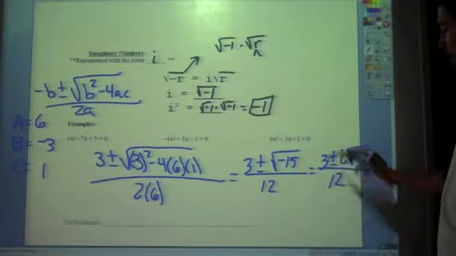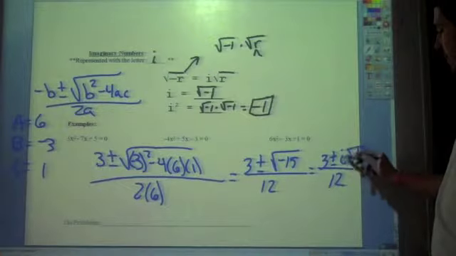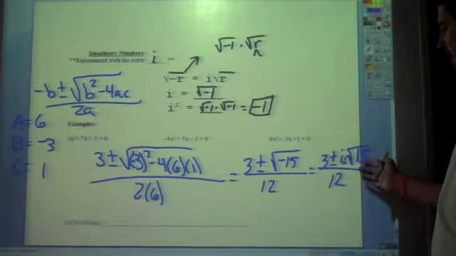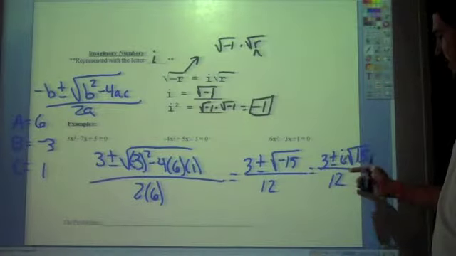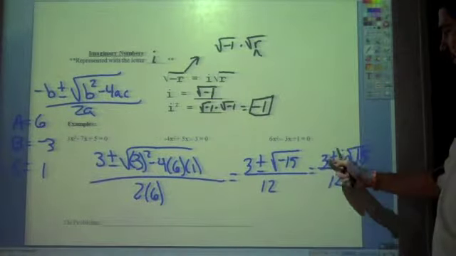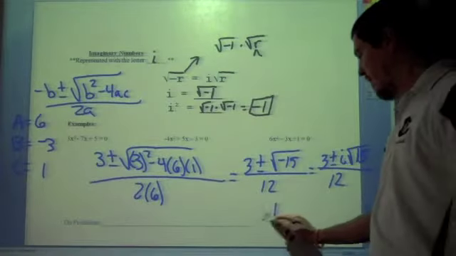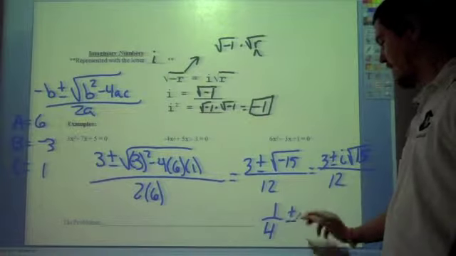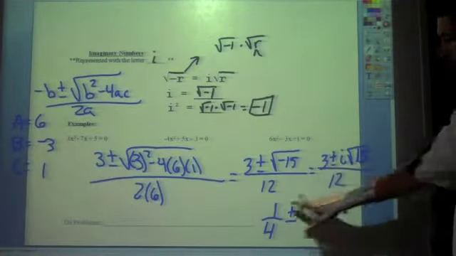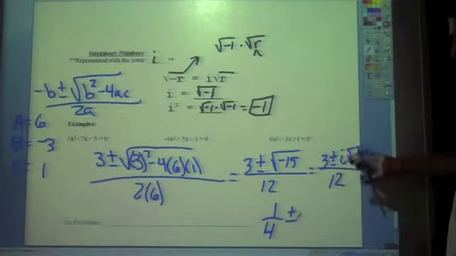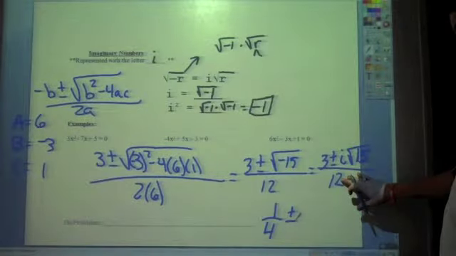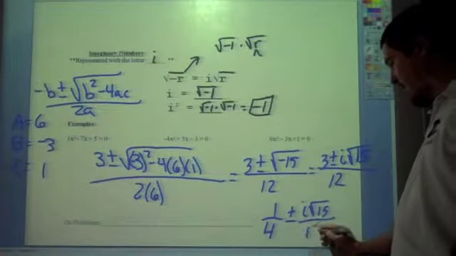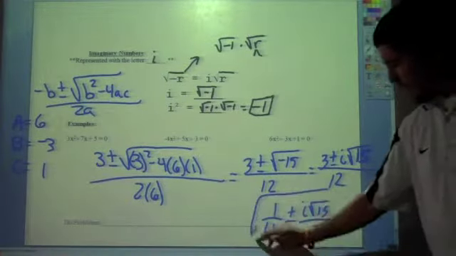Now, 3 and 12 can simplify, but there's no number here that simplifies with 12. So there's two things you can do. You can leave it like this, but most likely what they're going to want you to do is simplify 3 and 12. So 3 divided by 12 is 1 over 4, plus or minus. So I did 3 divided by 12, got 1 over 4. Now I have i times the square root of 15 divided by 12. So that stays i square root of 15 divided by 12. And this here would be my final answer.